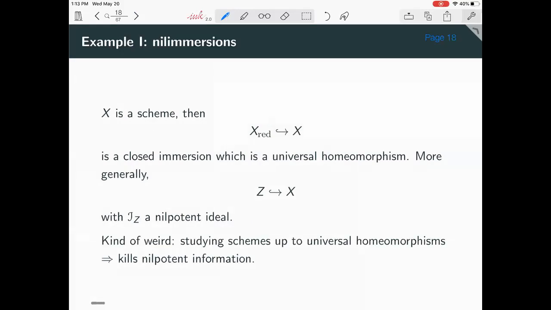We study schemes because we want to keep track of these nilpotents. You sort of want to care about this extra nilpotent information, according to Grothendieck. So maybe Grothendieck at this point will be rolling in his grave, like, oh my God, why are you looking at this? But it turns out that he himself was interested in these universal homeomorphisms. Nonetheless, we push on.